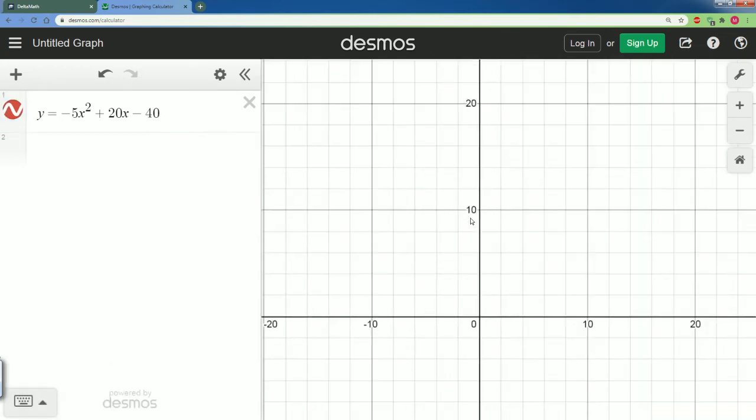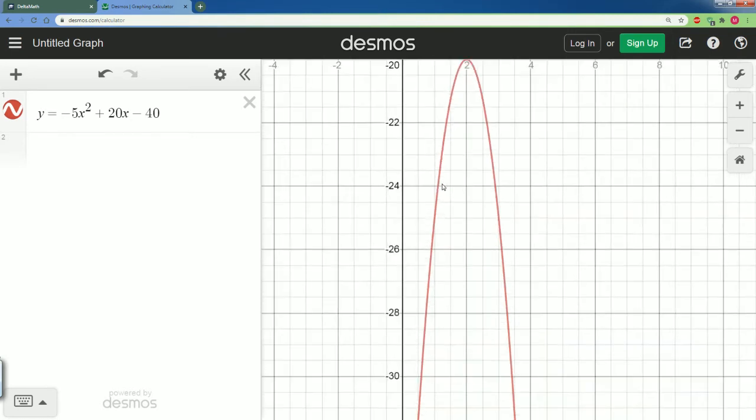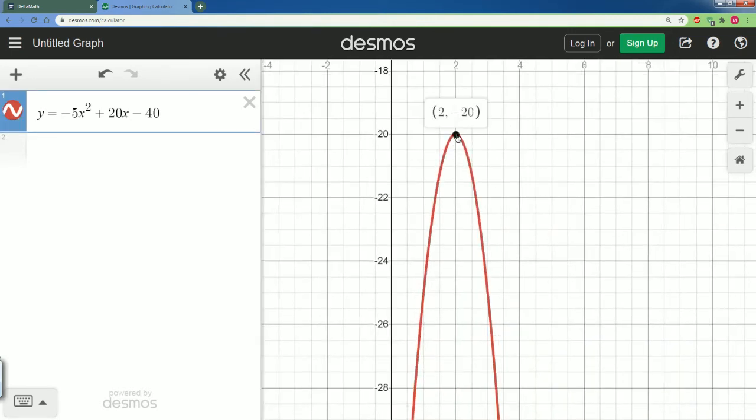Oh, do we see it? Let's zoom out. Oh, there it is. Let's zoom back in. And we're looking for this. So this is the vertex. So the vertex is at 2 comma 20. But we want the equation.